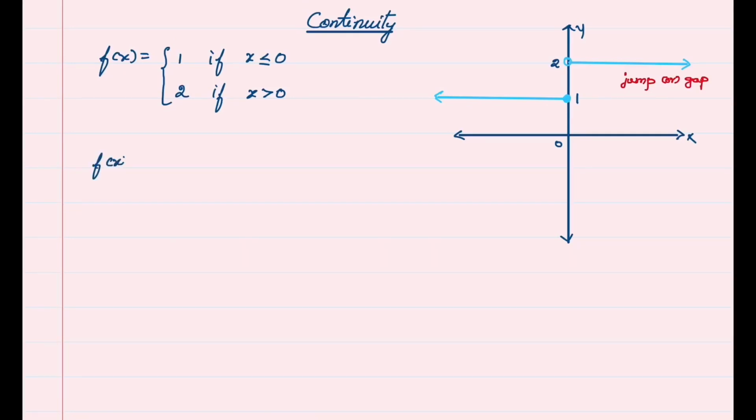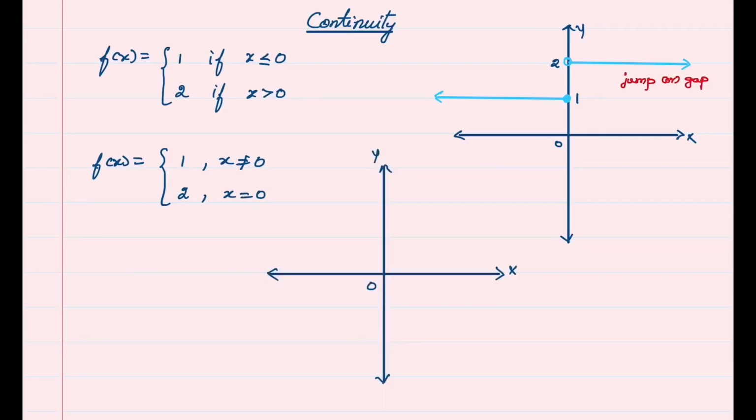Now, consider this function: f of x is equal to 1 when x is not equal to 0 and 2 when x is equal to 0. Let us draw the graph of this function. If x is equal to 0, f of x is 2, and for all other real values, f of x is 1. At 0, 1, we have a bubble, because at x equal to 0, y is 2. In this graph, there is a hole at x equal to 0. Therefore, we say that the function f of x is discontinuous at x equal to 0.